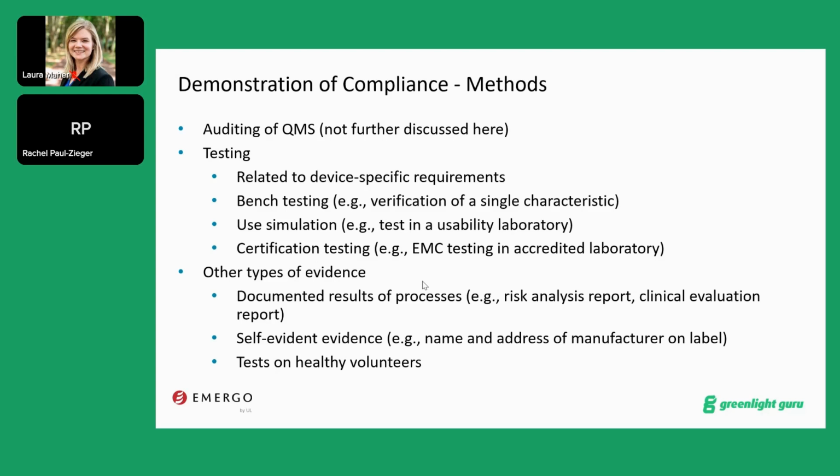So what we discussed here are what kind of documents you can follow to have a presumption of conformity or to demonstrate that you conform to the GSPR. But now you need to develop methods to really demonstrate the compliance. For doing this, you have auditing of the quality management system. Obviously, if you have certification, it is a good point, but this is not something we will discuss here.